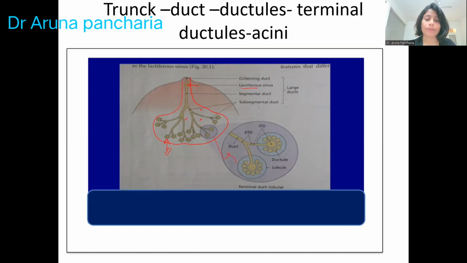This is high power. Here you can see all the acini join together to form a lobule, and we can compare the lobule with a flower. Whatever stroma is around the lobule is called intralobular stroma, and in between two lobules is interlobular stroma.